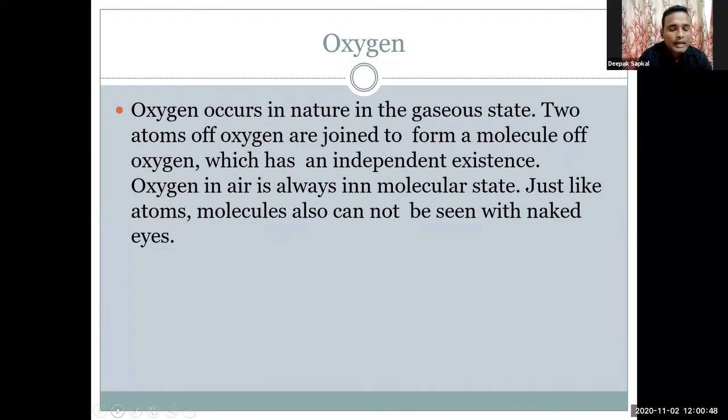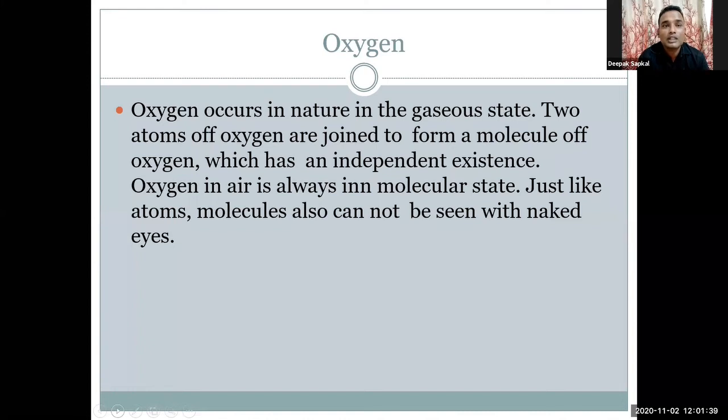Next one, please. Now, next, we have oxygen. We are talking about oxygen. You may have heard many times about the importance of oxygen level. So what is oxygen? Oxygen is an element which is found in nature in the gaseous form. Have you ever seen oxygen? In front of you the oxygen is flowing, it is situated over there. Have you ever seen it? No, because oxygen is in the form of gas, the particles of oxygen are very tiny, so we cannot see them with the naked eye. Oxygen occurs in nature in the gaseous state.